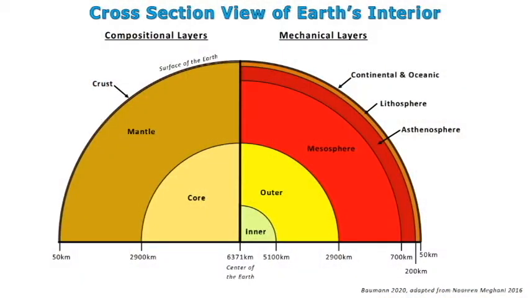What you see here is a cutaway next to the compositional and mechanical layers. You see you have the continental and oceanic crust. I did not put ocean on there, but it's also there because it's too thin to actually show up. Down you see the relative average depths. These depths are not perfect level boundaries. They do vary a little.